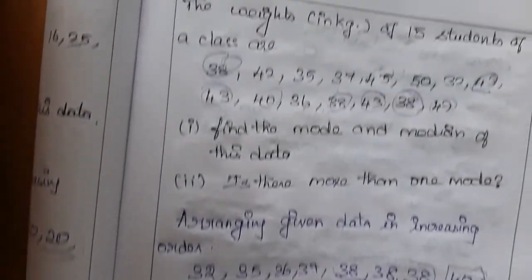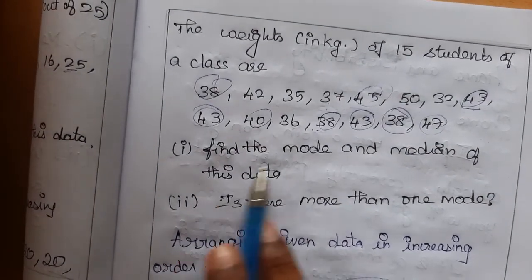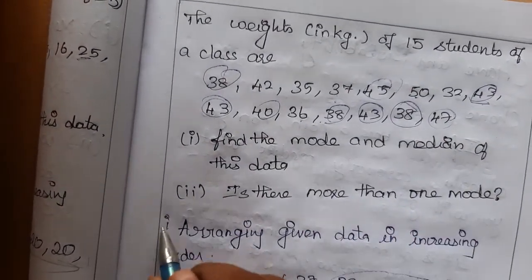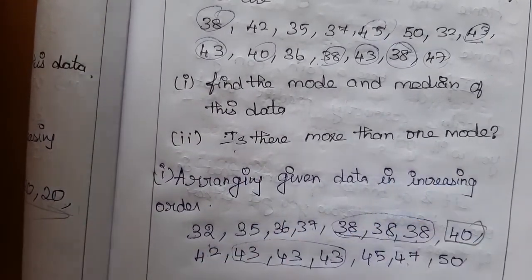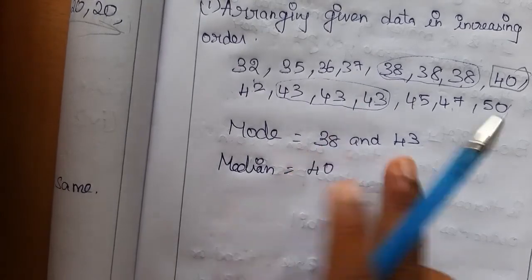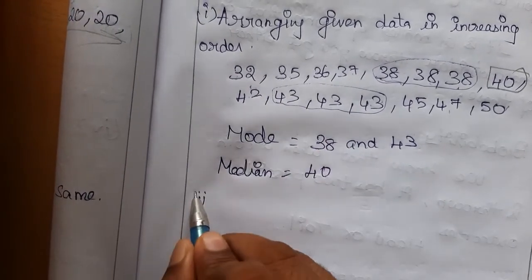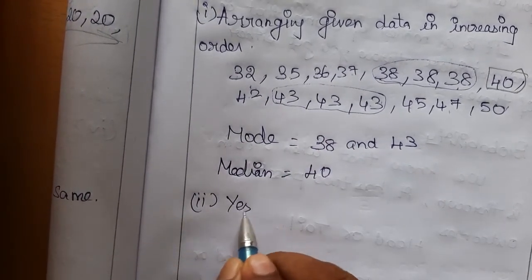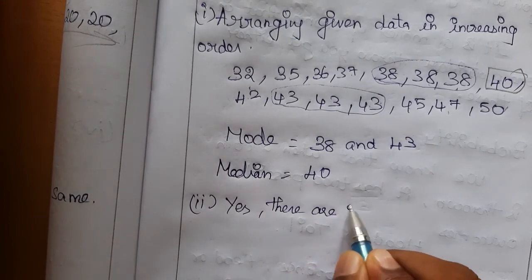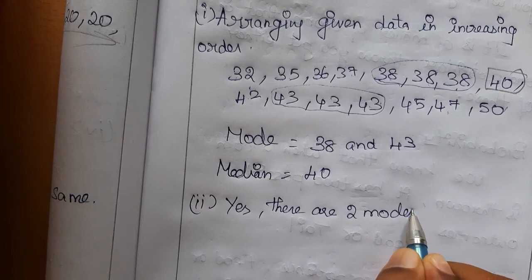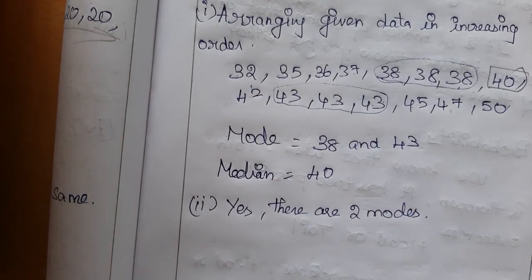So this is the first question they asked: find the mode and median. So this answer is for the first question. Second, is there more than one mode? Yes, right? So second question answer is yes. There are 2 modes. Clear, children? Thank you.